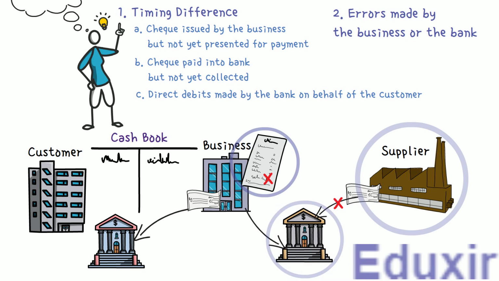There are other reasons also, but to limit the scope of these differences to this problem, let us consider only these three reasons for timing difference. Also, the problem does not have any particulars related to the errors made by the business or by the bank. So, we will not discuss about these errors here to limit the scope of this recap only to this problem.